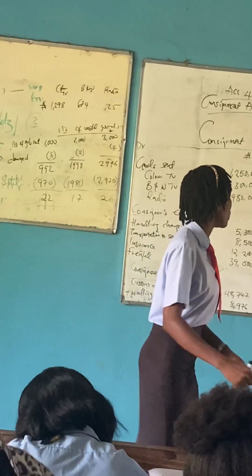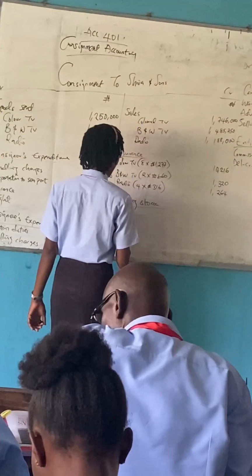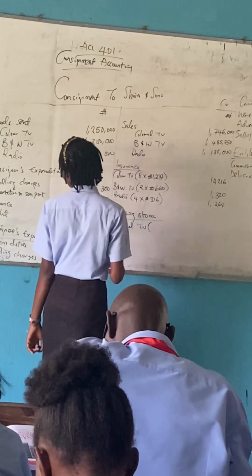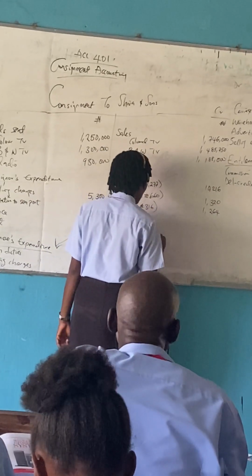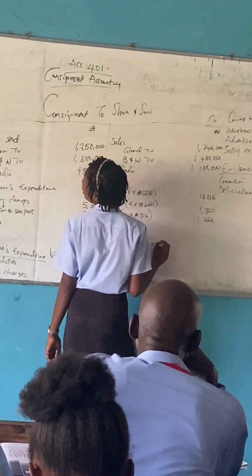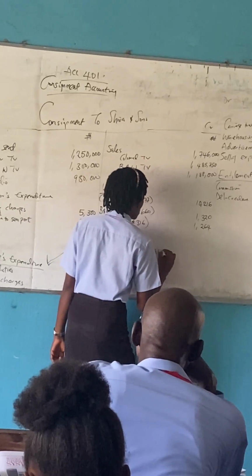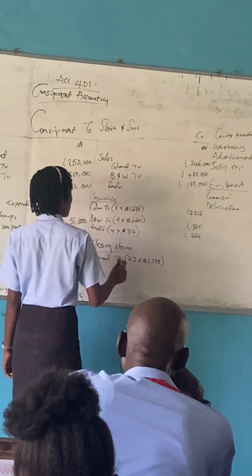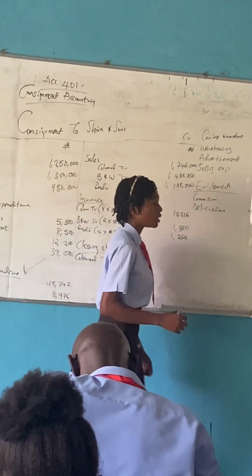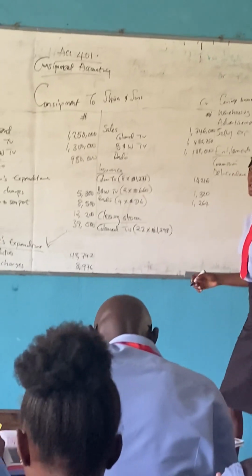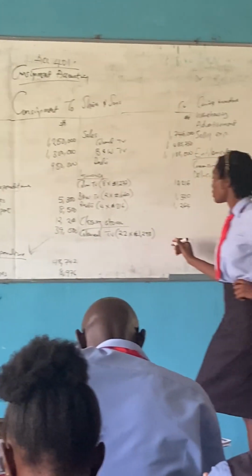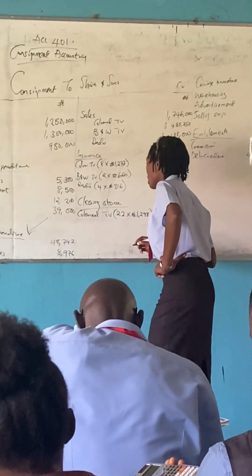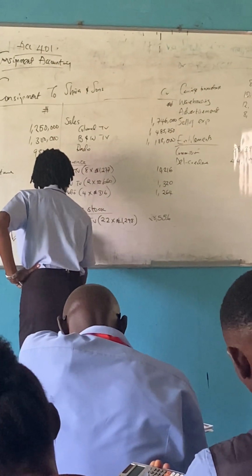It was unsold. So for your closing stock for the color television, you now have how many goods? 22 multiplied by what? 1,298. That gives 28,556. Now only the calculation, 28,000 what? 556. 28,556 for your color television.